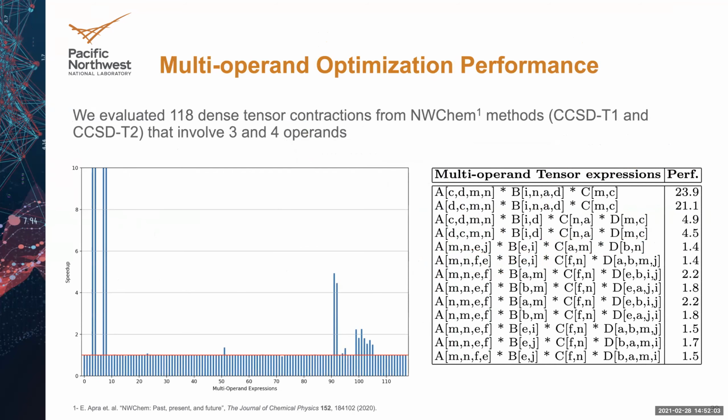The next analysis we provide here looks at 118 dense tensor contraction operations coming from the NWChem methods. They are mainly coupled cluster T1 and coupled cluster T2 methods. These methods include a chain of tensor contraction operations consisting of 3 and 4 operands. Here we can see that with the multi-operand chain optimization that I mentioned before, we can provide for some cases almost 24x speedup.